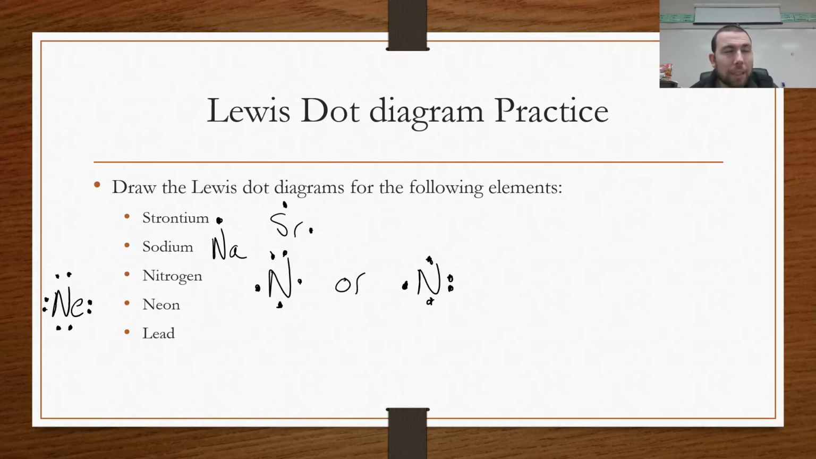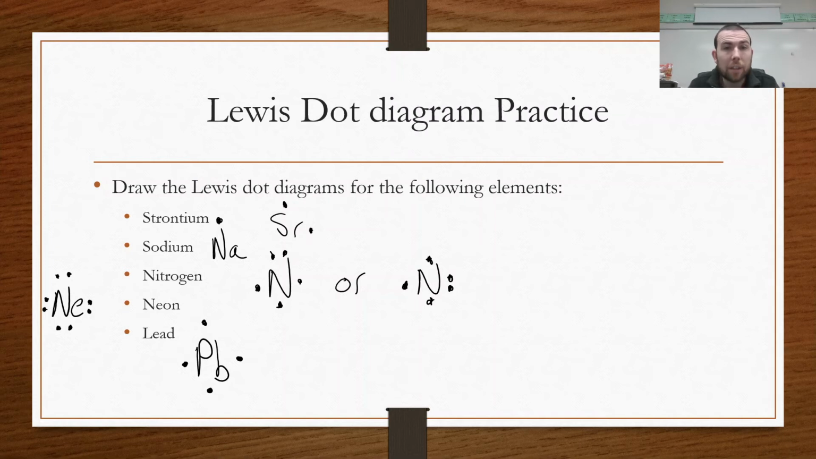And then our last one is lead. Now, lead's kind of tricky. Its element symbol is Pb. It's element number 82. And lead is in column number 14. So lead has 4 valence electrons. So 1, 2, 3, 4 dots around lead.